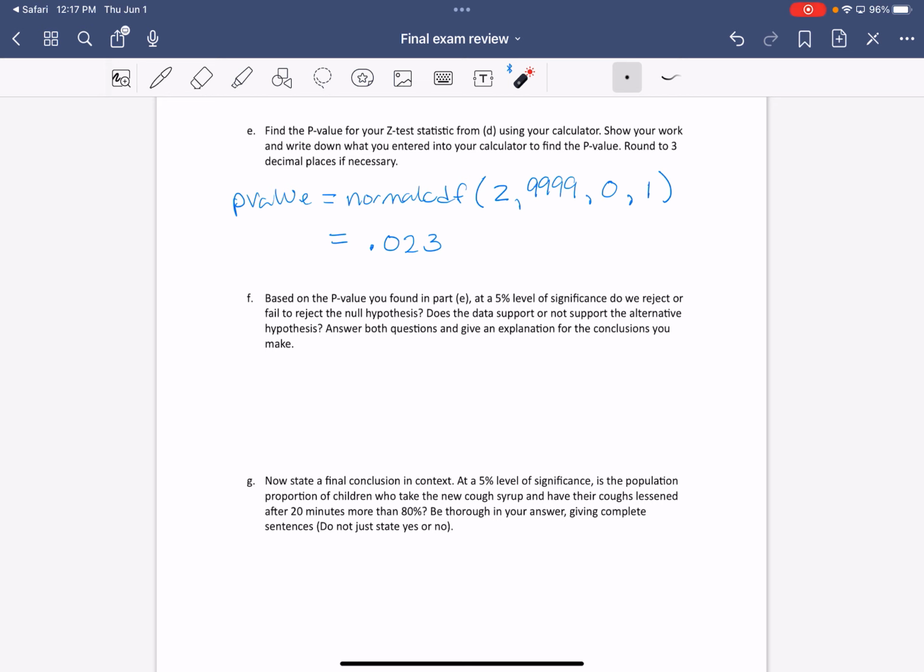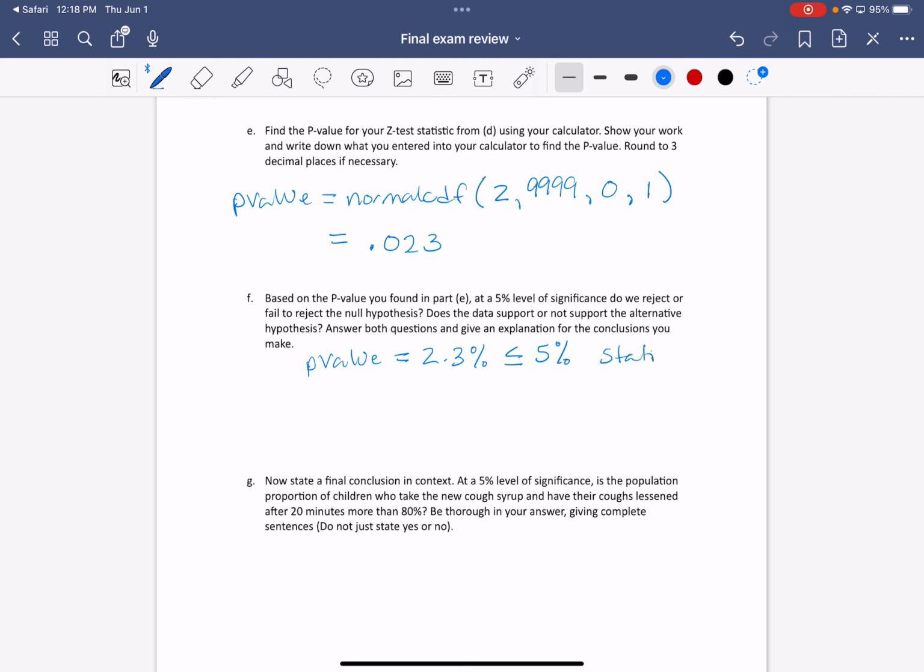Okay. Part F. Based on the p-value you found in Part E, at a 5% level of significance, do we reject or fail to reject the null hypothesis? Does the data support or not support the alternative? Answer both questions and give an explanation for the conclusions you make. Remember, to make those determinations, we always take our p-value, rewrite it in percent form, so it's 2.3%. Compare it to your level of significance. 2.3% is less than or equal to our level of significance of 5%. So that makes it statistically significant or not statistically significant?